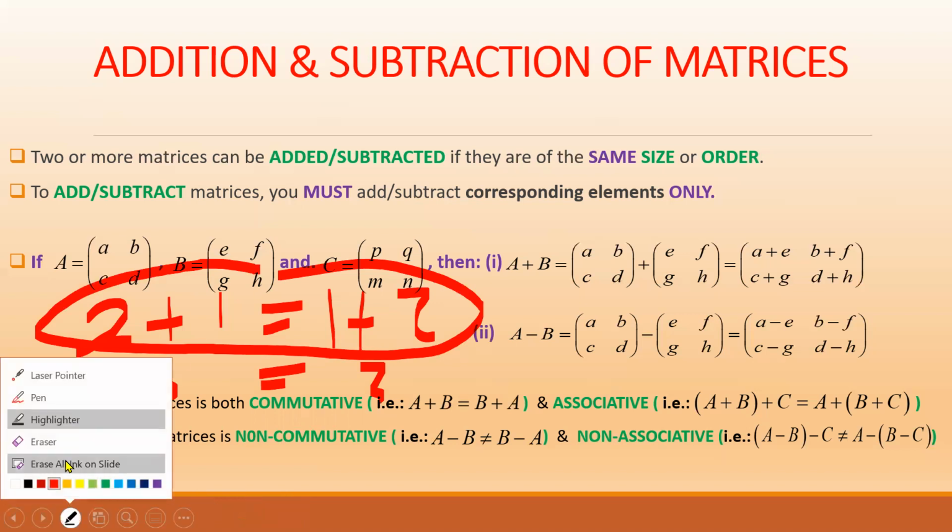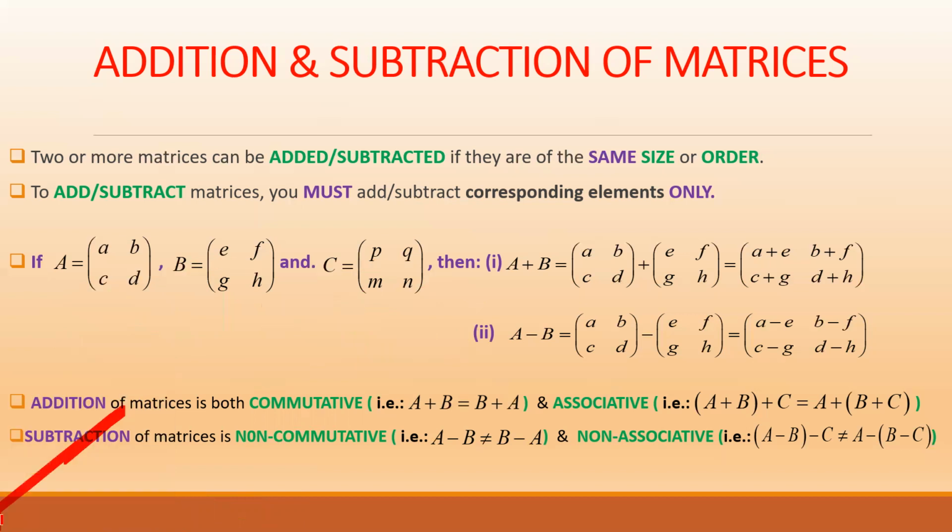Let us check commutativity for subtraction. So commutativity now for subtraction. We normally prove this using 2 numbers, guys. We don't need 3, 4, 5 numbers.